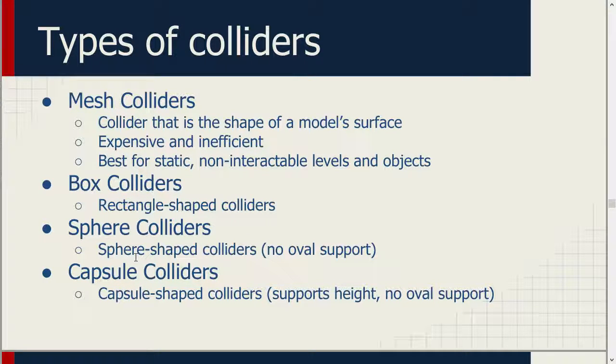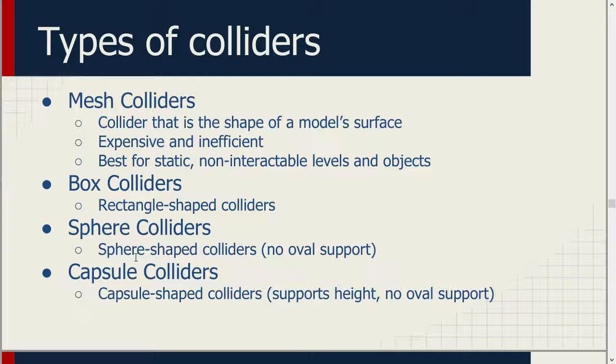Box colliders are very, very efficient. They are the shape of a box. Simple. They can be of any rectangular size, so they can be of any dimension and of any rotation value. And we'll be using one as an example very soon. Sphere colliders are also incredibly efficient. They are spherical shaped colliders, and they do not support ovals, unfortunately.